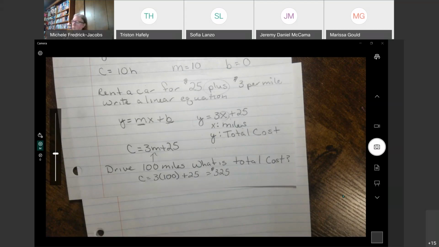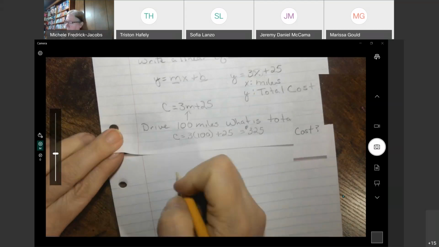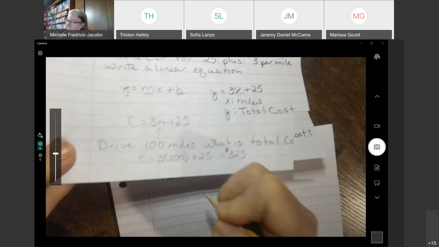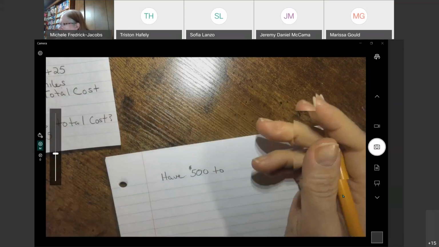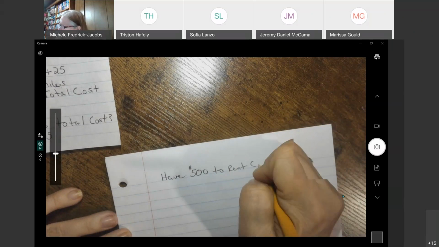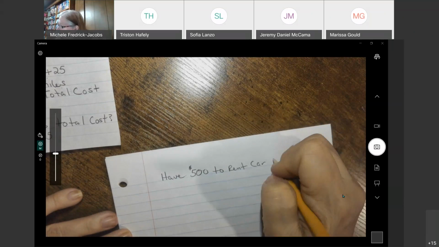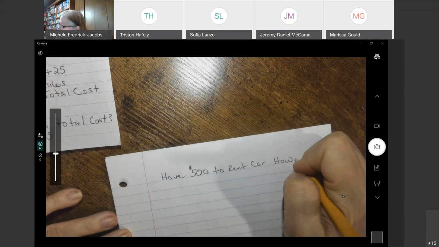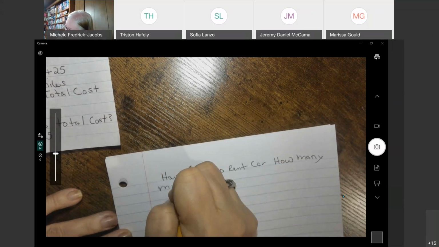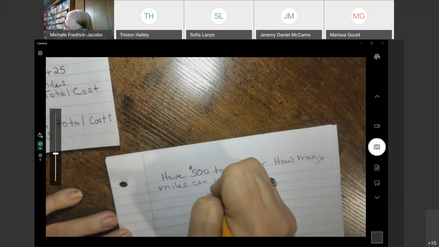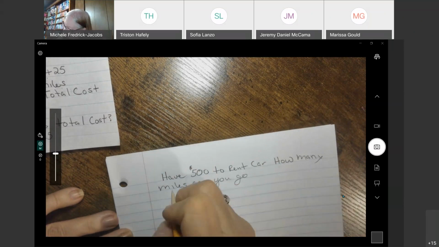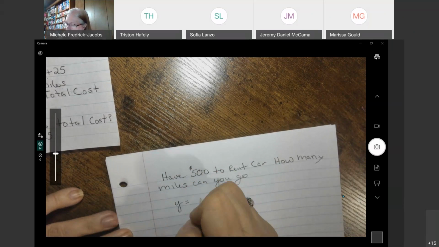Okay. What if you have a $500 allowance to rent a car? Like if your company says you have $500, you can't spend more than that to rent the car. How many miles can you go? Is this based off the last? Same equation. Wouldn't you just put the 500 where you put the C?